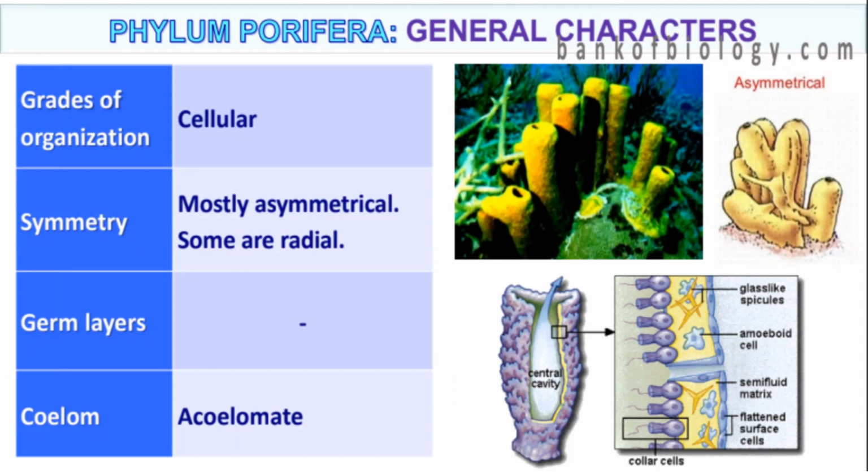Coelom. What is coelom? A structure, like a cavity. So coelomate means whether there is presence of cavity or not. Here it is acoelomate. There is no body cavity. If between the gut, the digestive system, and the outer layer of the body there is a cavity, that is called coelomate. Here there is no cavity, so it is called acoelomate.